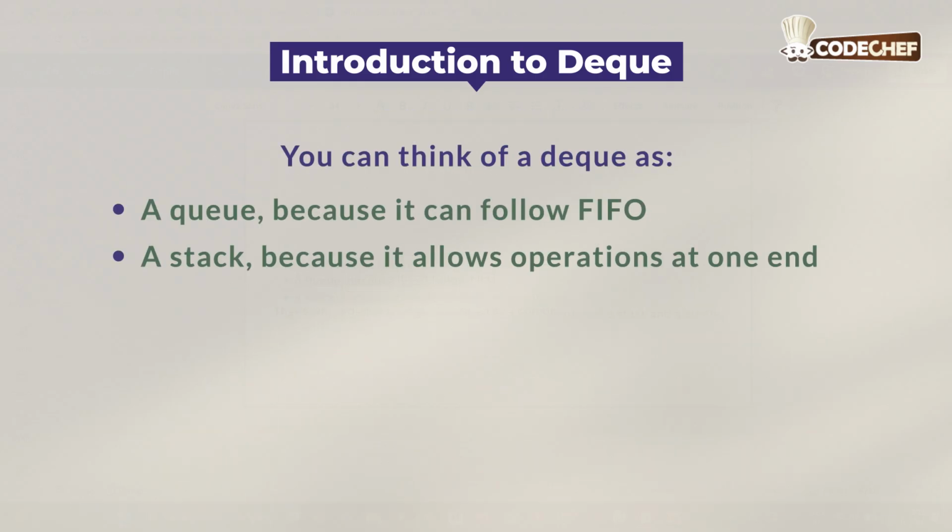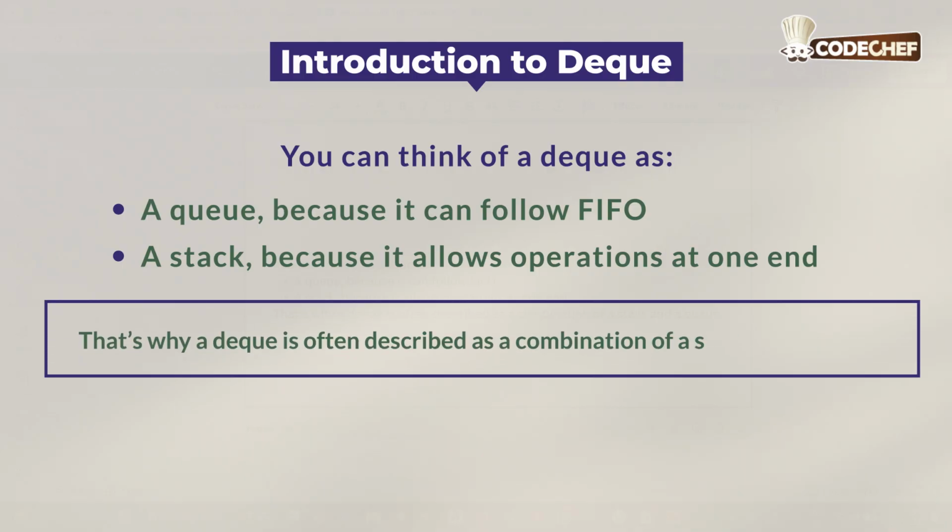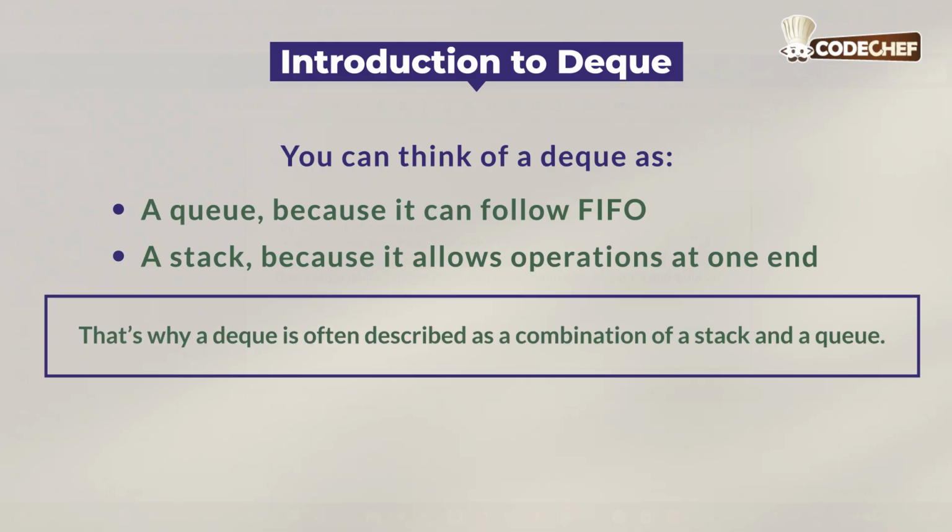You can think of a Deque as a queue because it follows first in, first out. A stack because it allows operations at one end. That is why a Deque is often described as a combination of a stack and a queue.